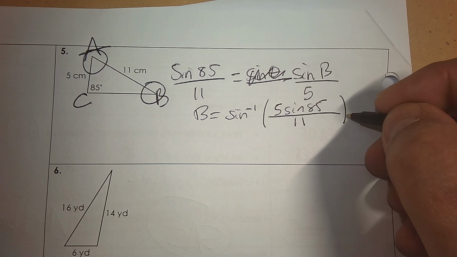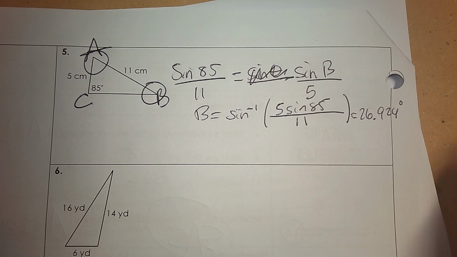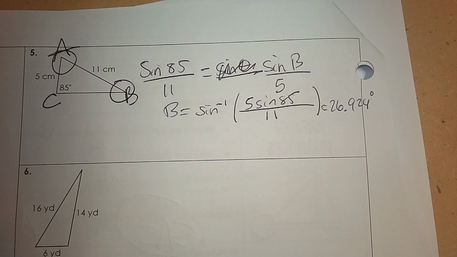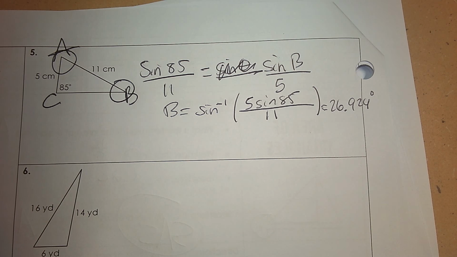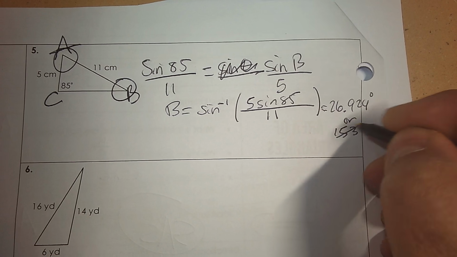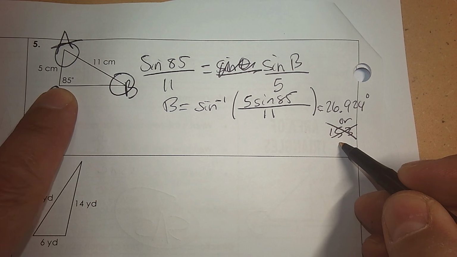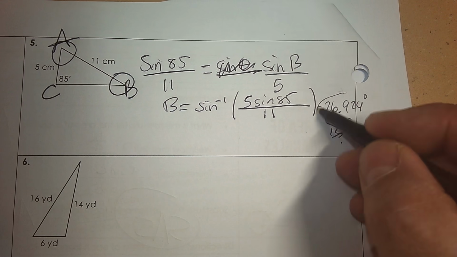And I get 26.924. Now, when I subtract 180, the obtuse angle it could be is 153 point whatever, but I cross it out because when you add that to 85, it's too large of an angle. There's only one angle possible.